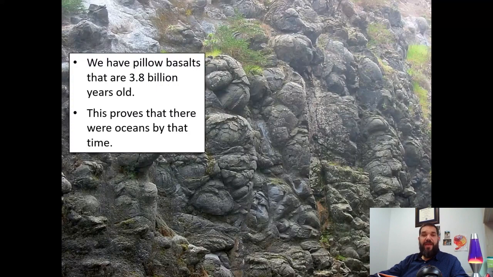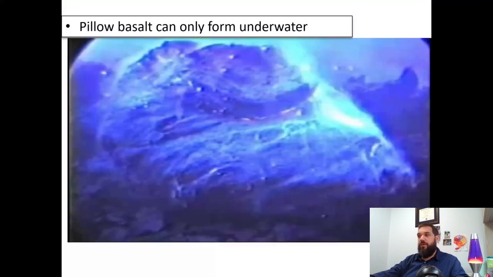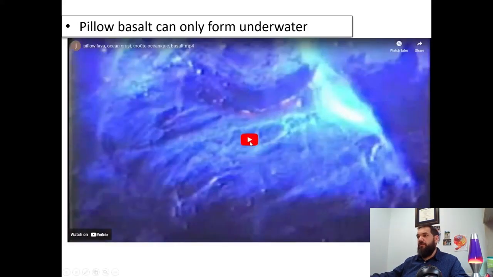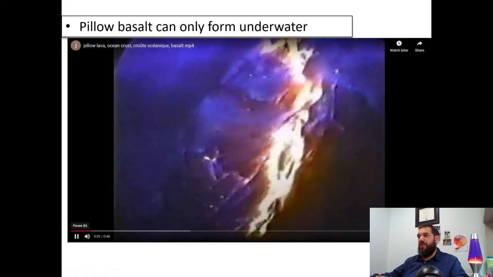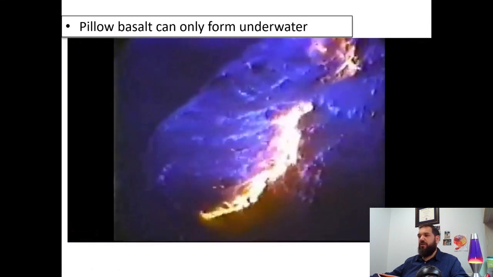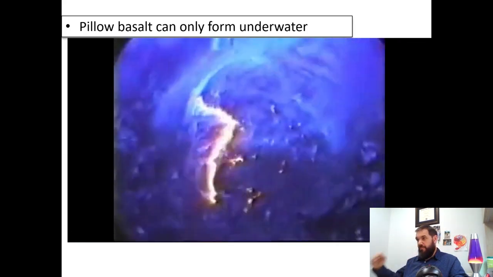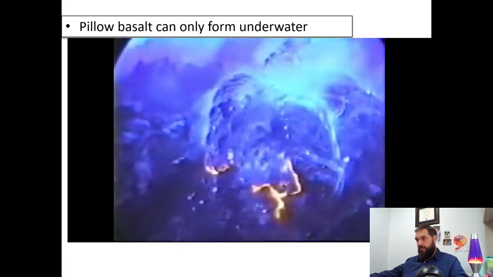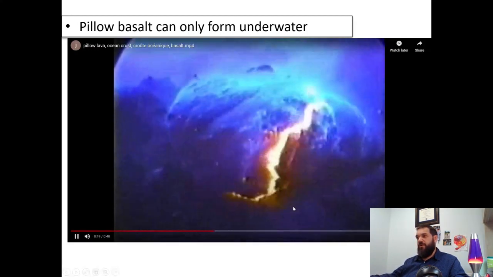Another line of evidence is we have these rocks from the Archean. These are 3.8 billion year old pillow basalts. Pillow basalts only form underwater. The only way to make pillow basalts is to form them underwater. This is a video showing the basalt actively forming pillow basalts underwater. So it's an underwater rock. So it's pretty cool. I don't know how much of it you want to watch though.